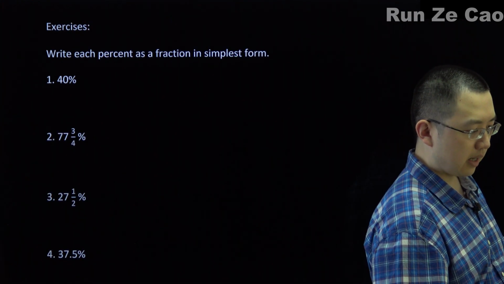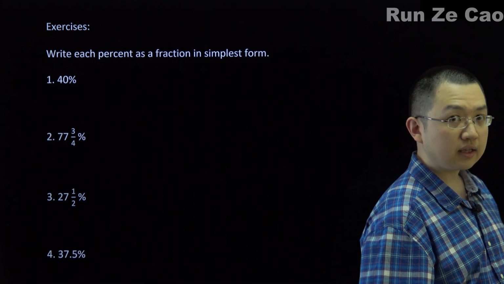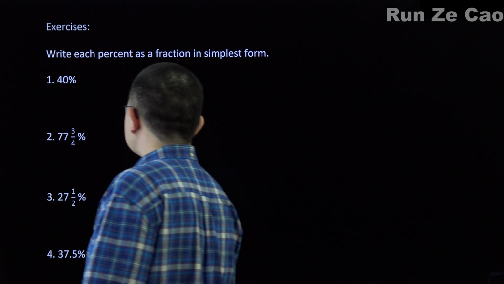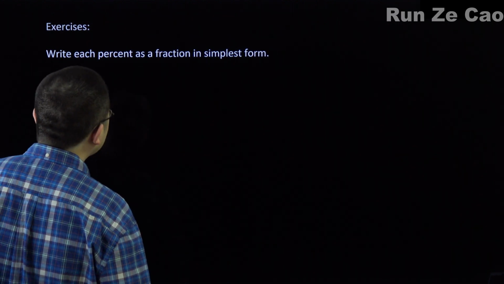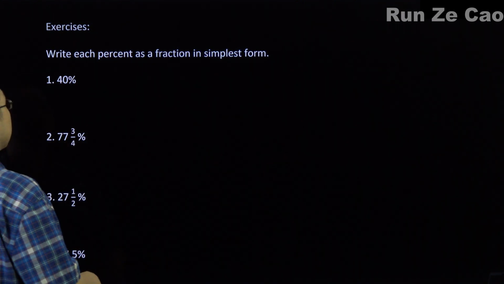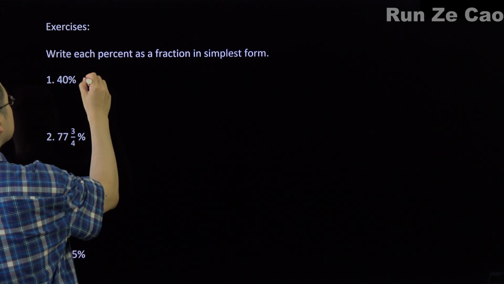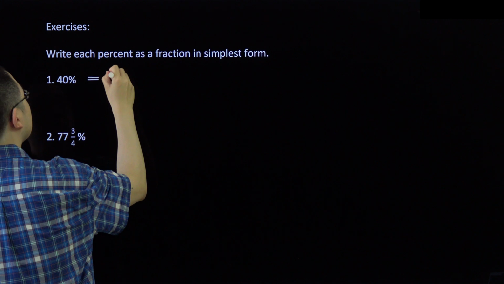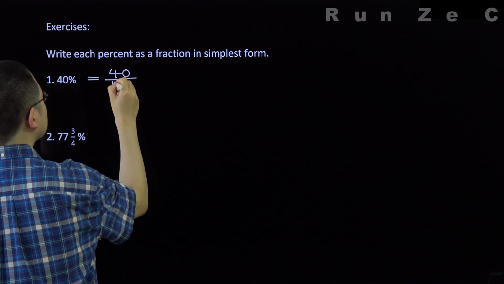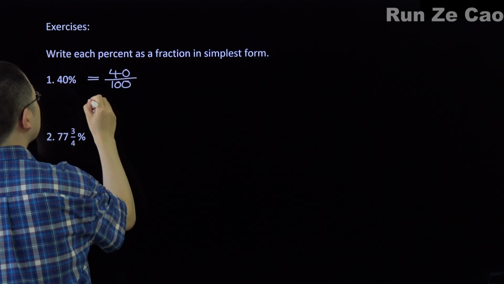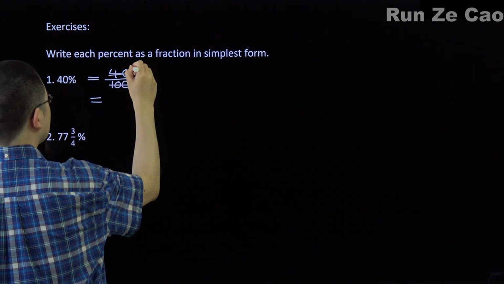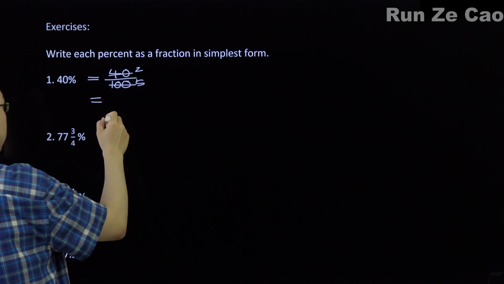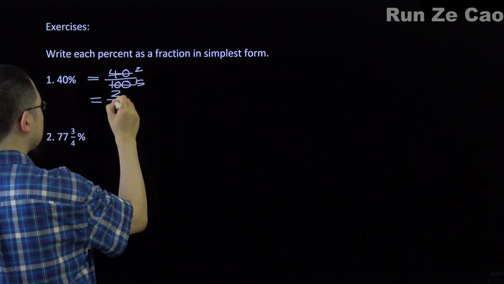Okay, exercises. Write each percent as a fraction in simplest form. 40% as a fraction in simplest form is equal to 40 over 100, which cancels to make 2 and 5, so divide by 20 for both top and bottom, so 2/5.